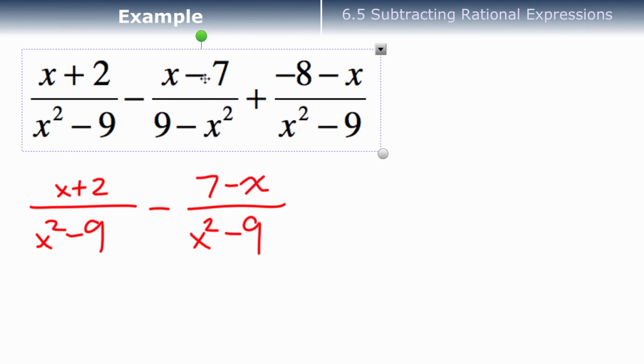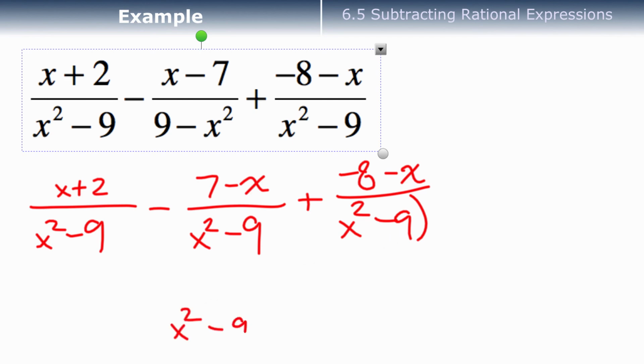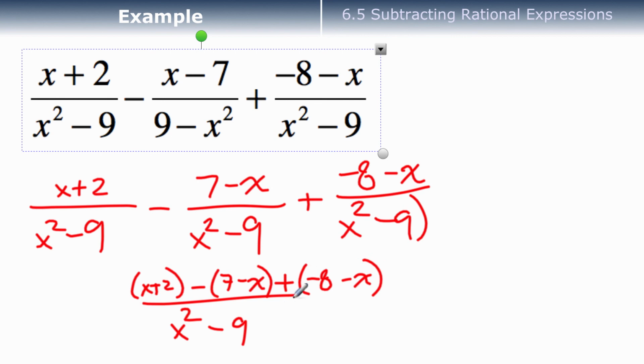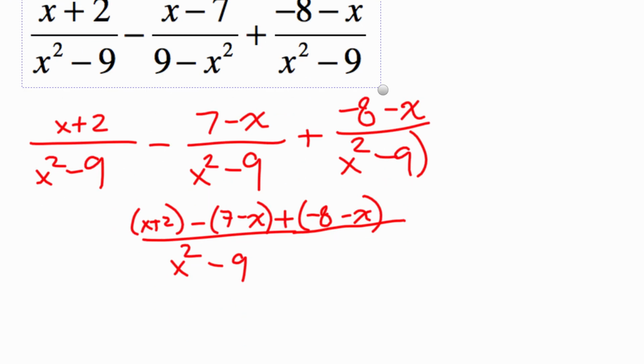Swap on the bottom, swap on the top. Plus, this one's already x squared minus 9. Oops, I didn't need a bracket. Over negative 8 minus x on the top. I have the same denominator now, so I can write it over one denominator and then just write all that stuff on the top, remembering to put brackets between each one. Minus 7 minus x plus negative 8 minus x. Carry my little line there.